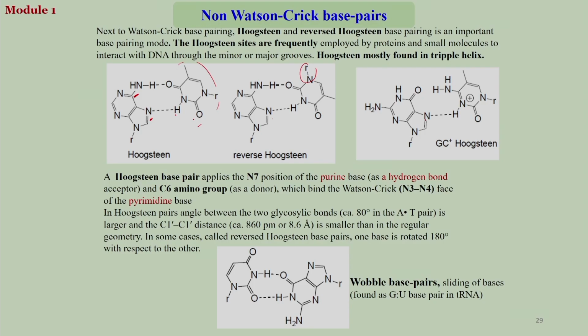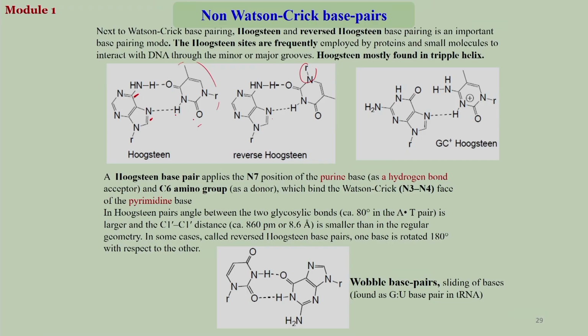GC Hoogsteen and GC plus Hoogsteen. Cytosine sometimes exists as C plus, and then it can undergo hydrogen bonding in a Hoogsteen mode. Hoogsteen mode means again the 5-membered ring is involved. So, this is called the GC plus Hoogsteen. And the details of this kind of hydrogen bonding are actually written here, so you can go through it.